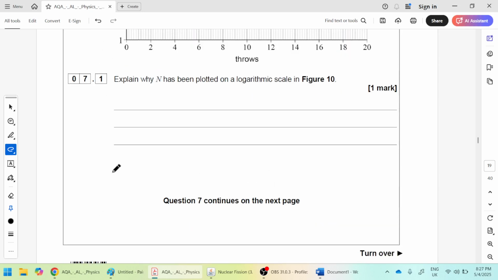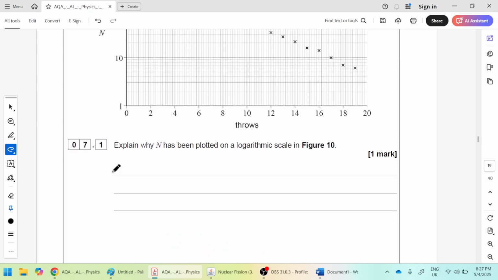Explain why N has been plotted on a logarithmic scale. So I saw many answers that said a logarithmic scale turns the exponential curve into a straight line. Yeah.